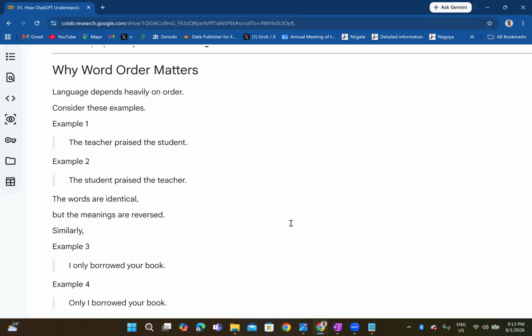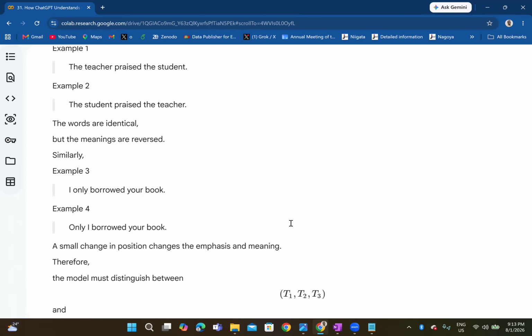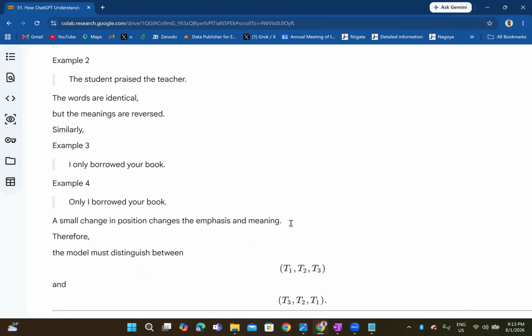So why word order matters, right? Language depends heavily on order. Consider these examples. Example one, the teacher praised the student. Example two, the student praised the teacher. The words are identical, but the meanings are reversed. Similarly, example three, I only borrowed your book. Example four, only I borrowed your book. A small change in position changes the emphasis and meaning. So here, only I and I only mean different things.